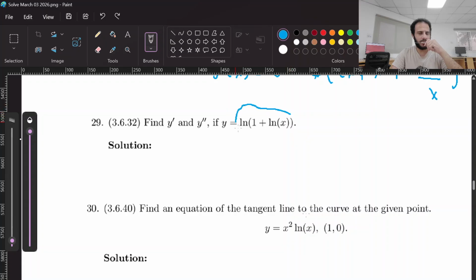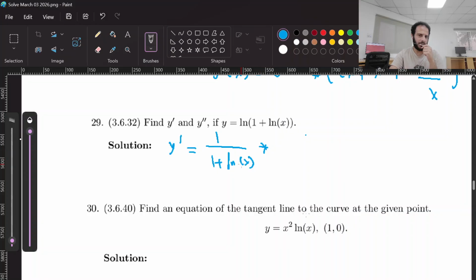Find y prime and y double prime if y equals ln of 1 plus ln x. Here you will use chain rule, right? Yeah. So let's start. y prime equals, what's the derivative of ln? 1 over the same thing, right? Yeah. 1 over the inside, which is 1 plus ln x. Then you multiply by the derivative of the inner. What is the derivative of 1 plus ln x? 1 over x, right? Derivative of ln x, 1 over x, yes. Thank you.